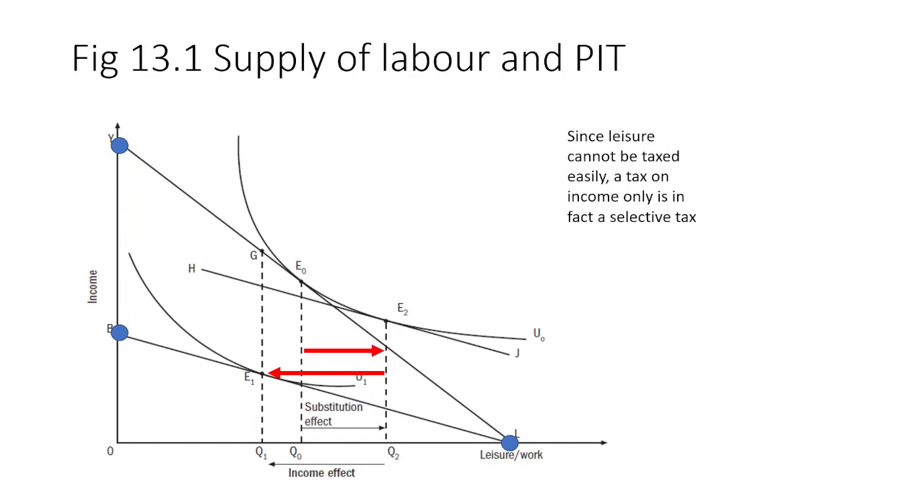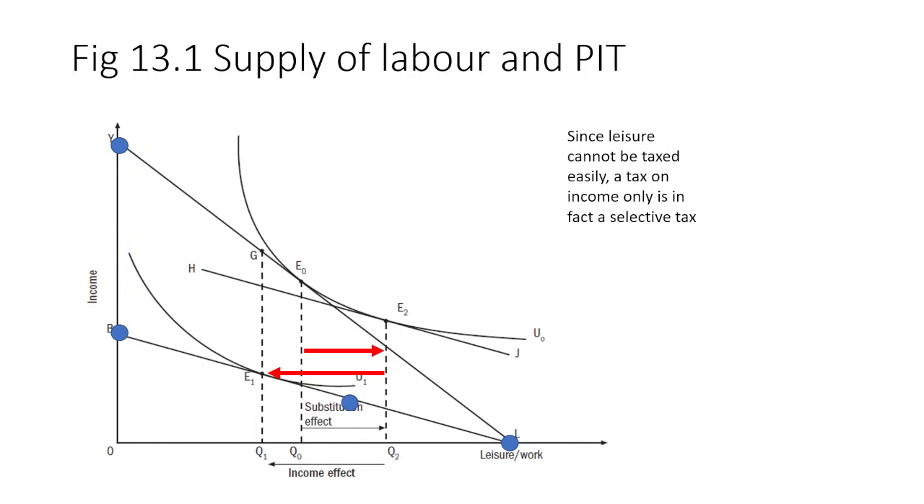We could have drawn this graph obviously in any which way we want. We could have let E1 be at that blue point, that one, and that would have meant that the substitution effect dominated and not the income effect, and in that case the person would have chosen to work less as a result of the tax. So what is the point?